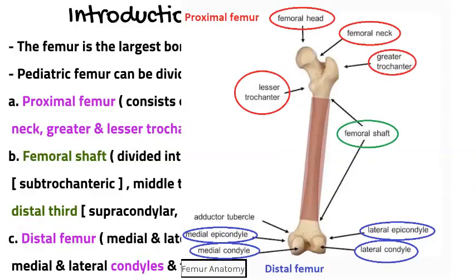This figure shows the femur anatomy. As discussed before, the proximal femur, femoral shaft, and distal femur. There's a femoral head, femoral neck, greater trochanter, lesser trochanter, subtrochanteric region, then the femoral shaft can be divided into proximal third, subtrochanteric, mid shaft, and distal third, and the distal femur, including the lateral and medial epicondyle, medial and lateral condyle.